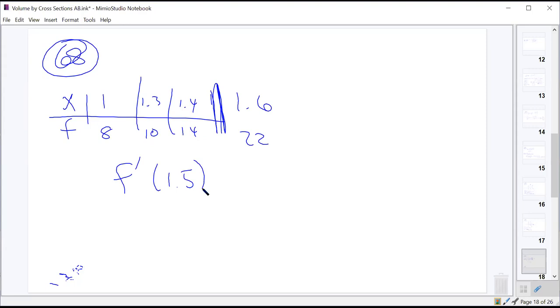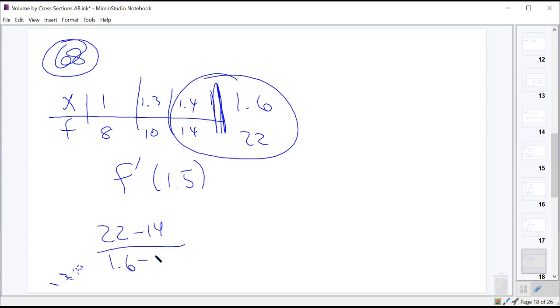So all they want you to do is recognize that the best estimate for a derivative, for the slope of the tangent line, is the slope through 2 points surrounding 1.5. So find the slope between 1.6 and 1.4. That's going to be your best estimate for the slope at 1.5. So we'll just do 22 minus 14 over 1.6 minus 1.4, which is 8 over 0.2. That's what, 40? Yeah.